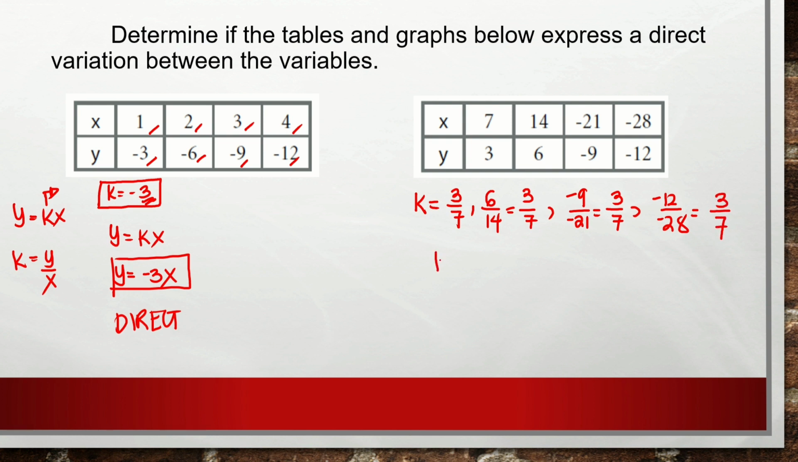And we know that the value of k here is 3 all over 7. So that means the table here is also an example of direct variation. And the equation of variation is y is equal to 3 all over 7x.